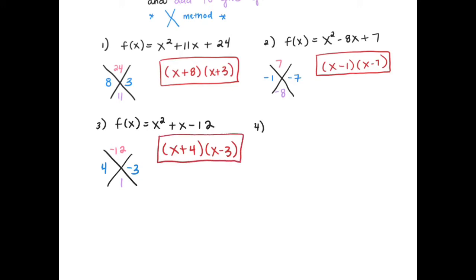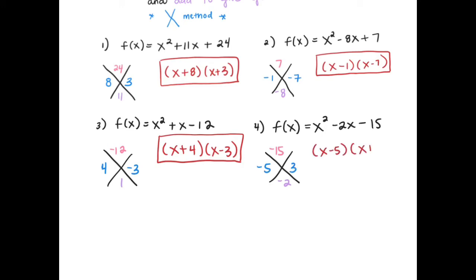Let's try one more. F of x equals x squared minus 2x minus 15. Remember, if you feel confident, press pause. Try it on your own. So two numbers that multiply together to give me negative 15 and add to give me negative 2 are negative 5 and positive 3. Okay?